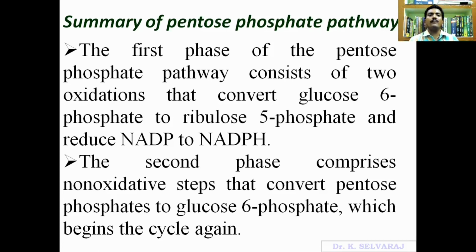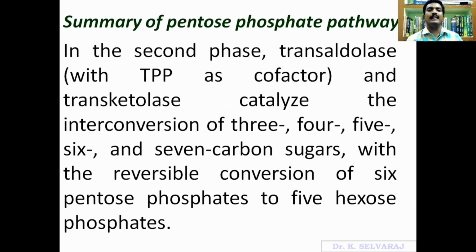The first phase of this pentose phosphate pathway consists of 2 oxidations, which convert glucose 6-phosphate to ribulose 5-phosphate and reduce 2 molecules of NADP plus to NADPH. The second phase comprises a non-oxidative step that converts pentose phosphate to glucose 6-phosphate. This process is a cyclic one. It occurs again and again inside the cell.